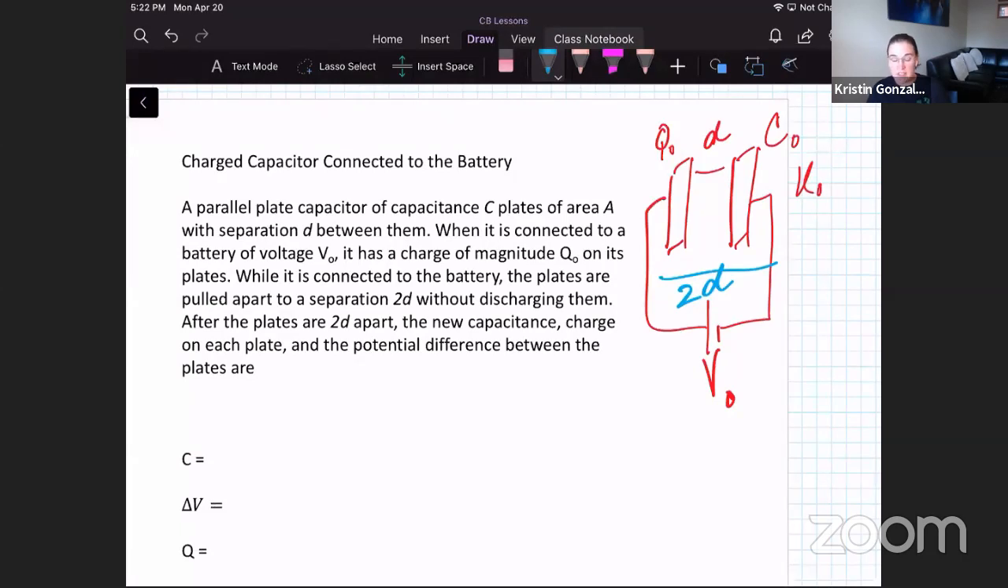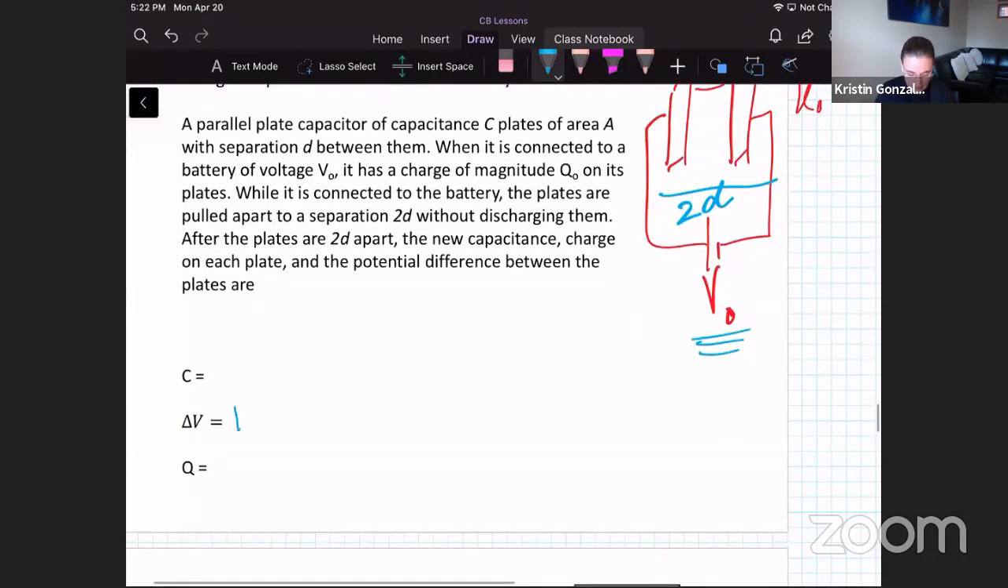Okay, so if they're still connected to the battery, that power supply is the same. Well, what's got to stay the same? The voltage is going to stay the same. That potential difference across those plates is going to be the same as it was. So when it's connected up together, potential difference stays the same. When it's disconnected, charge is conserved and stays the same.